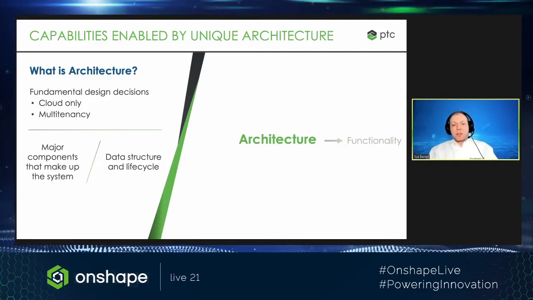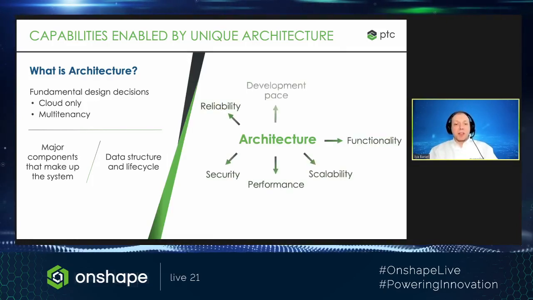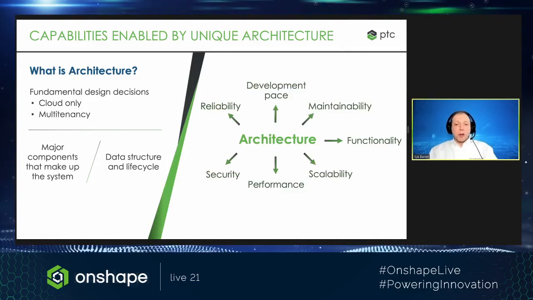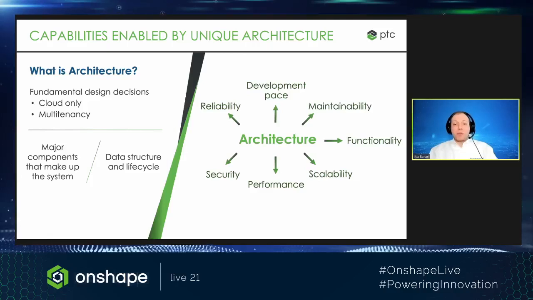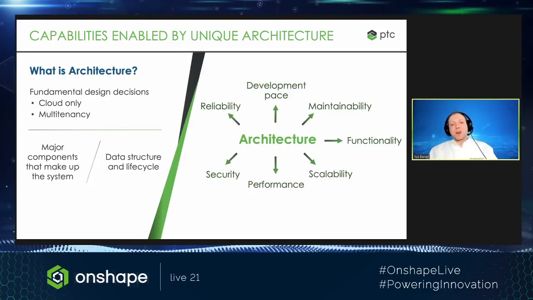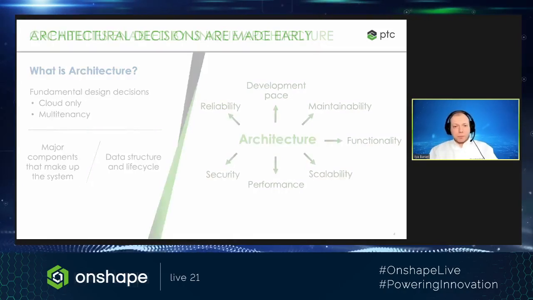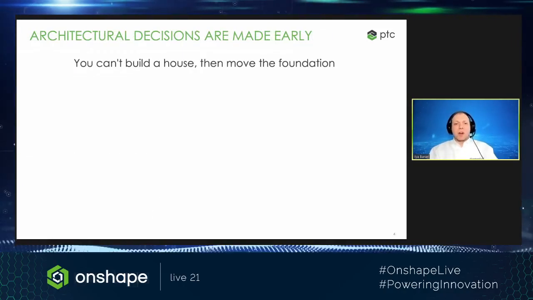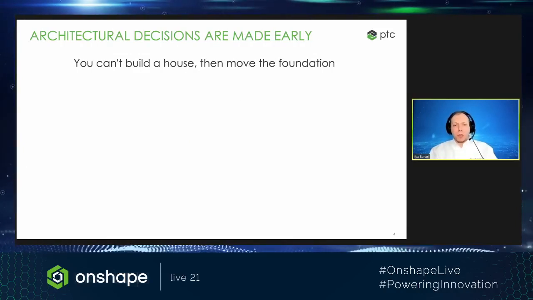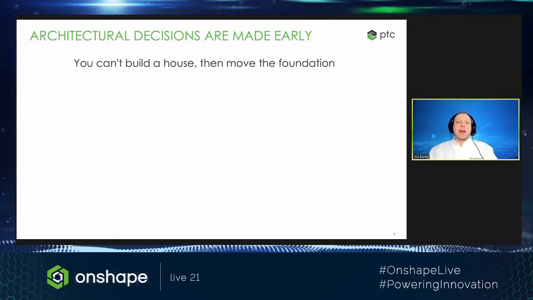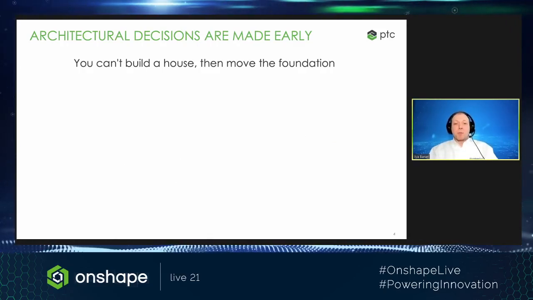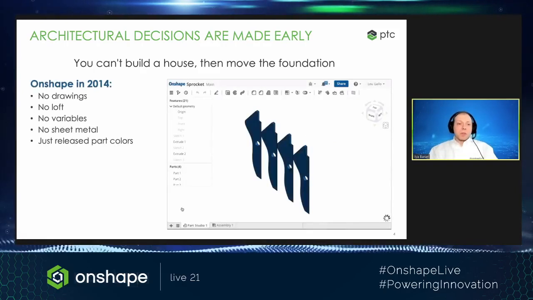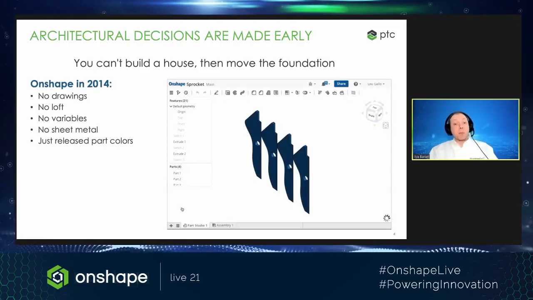The architecture of a system usually has significant implications on things like functionality, security, reliability, performance, how well it scales, and how quickly we can add new features and fix bugs. So when making architectural decisions, we have to consider all of these factors. A key point is that architectural decisions need to be made early. It's like laying the foundation of a house. You can change a mature system's architecture, but that may be as hard as rebuilding the system. So let me illustrate my point with a quick trip down memory lane.